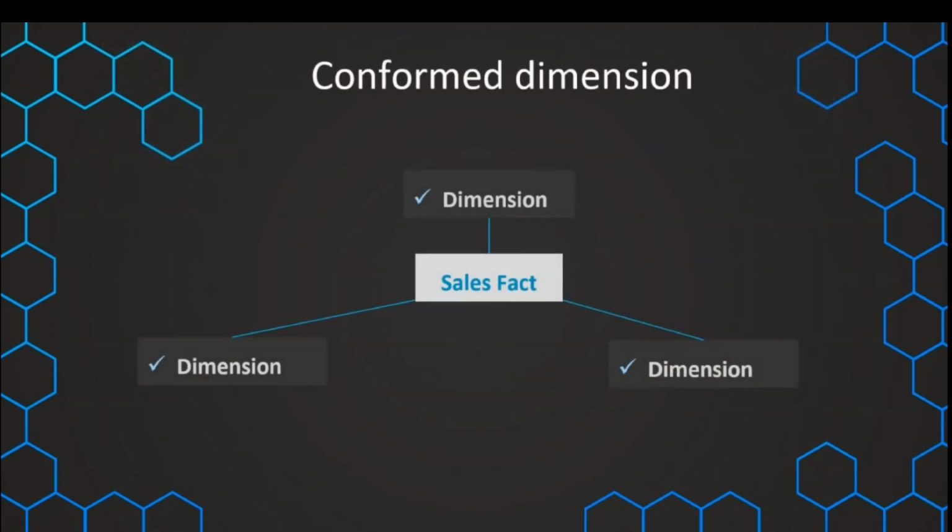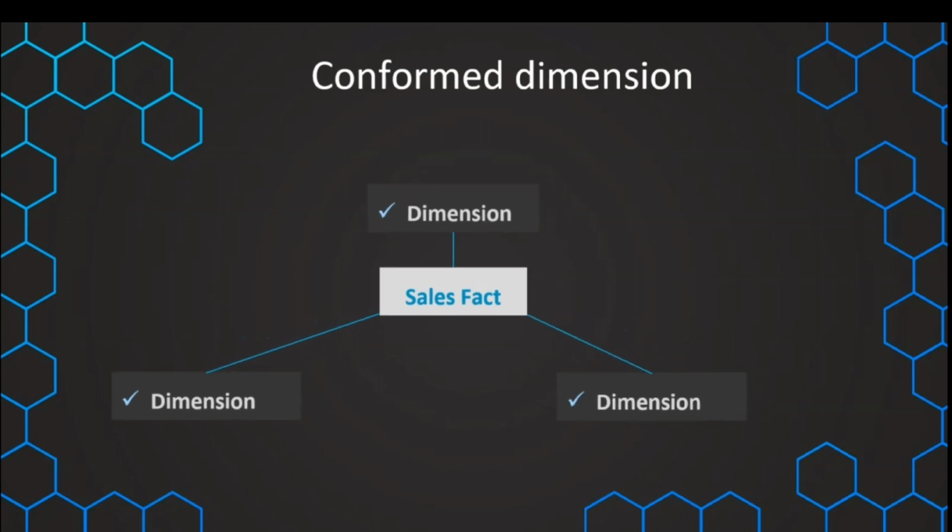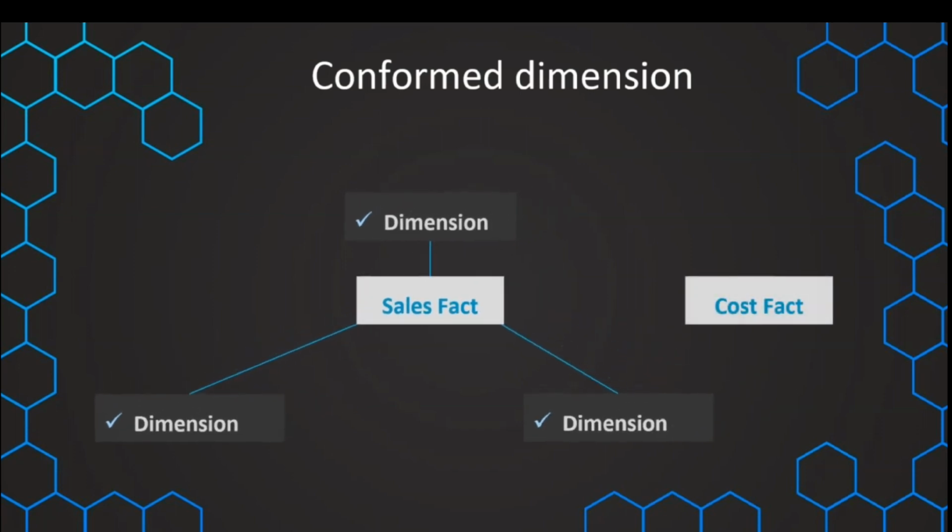So let's imagine we have a sales report, we have a star schema, so a data mart around a sales table, and in our case we now want to also analyze the costs. So we have a second fact, and now we want to compare, of course, the sales with the costs. And now what we could do is use a so-called conformed dimension.